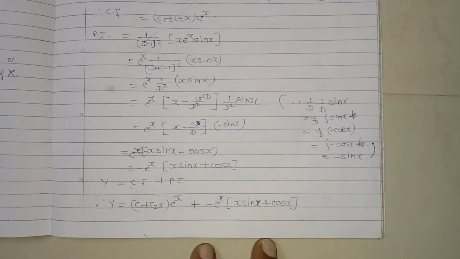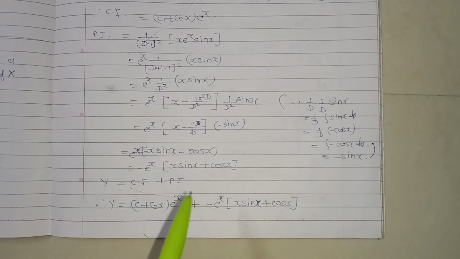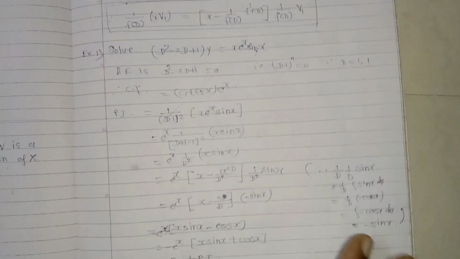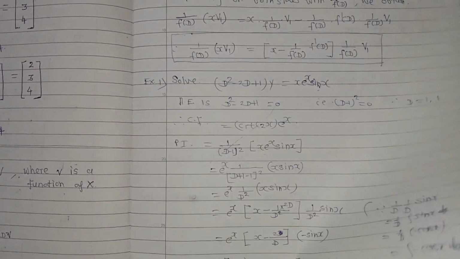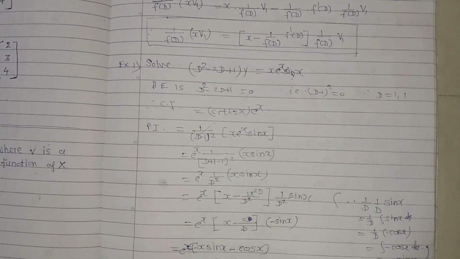But y equal to CF plus PI is the complete solution of the given equation. Hence y equal to in bracket c1 plus c2 x bracket complete into e raised to x minus e raised to x into bracket x sin x plus cos x bracket complete is the complete solution of the given equation.